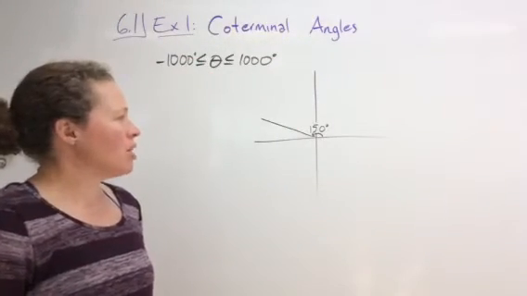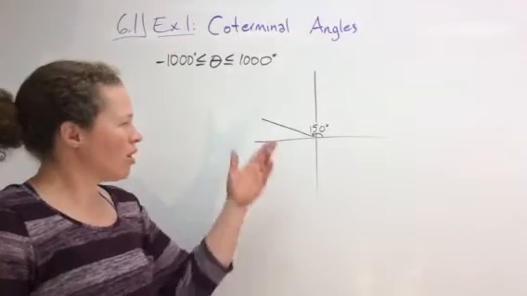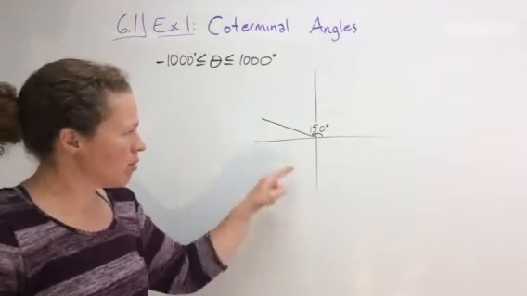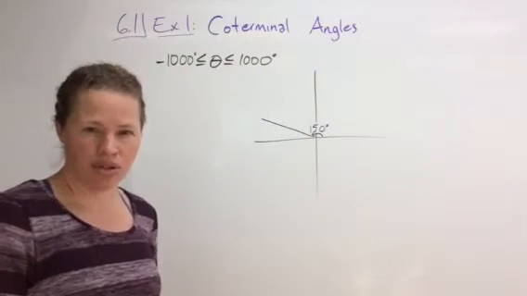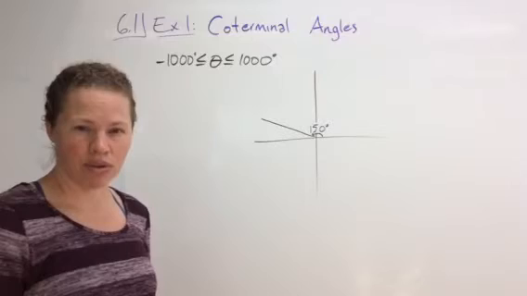So when we talk about coterminal angles, we mean the arm is in the same position, but maybe it's been rotated all the way around or all the way back, and so you have to count those angles too, the angles that it's been rotated through.